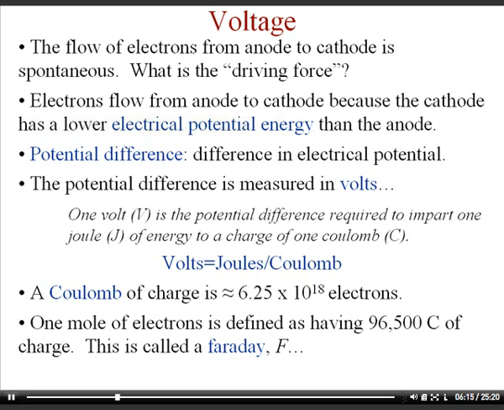Now, these constants for the Faraday are on the AP equation sheet. A Faraday is 96,500 coulombs per mole of electrons. Now, we will use this as a conversion factor at the very last slide of this presentation, so we don't have to worry about it right now, but these conversion factors are very useful in calculating electrolysis reactions.